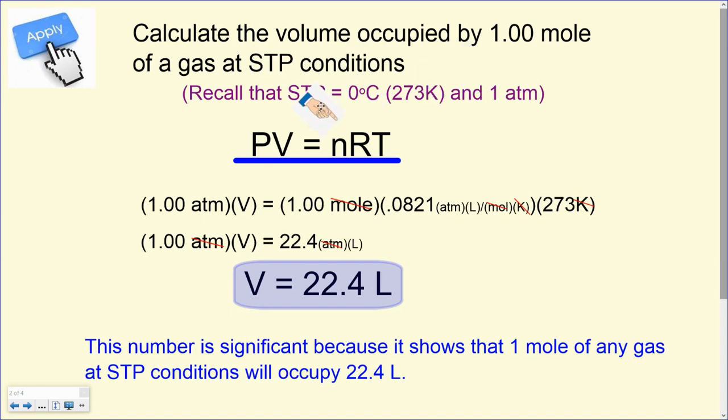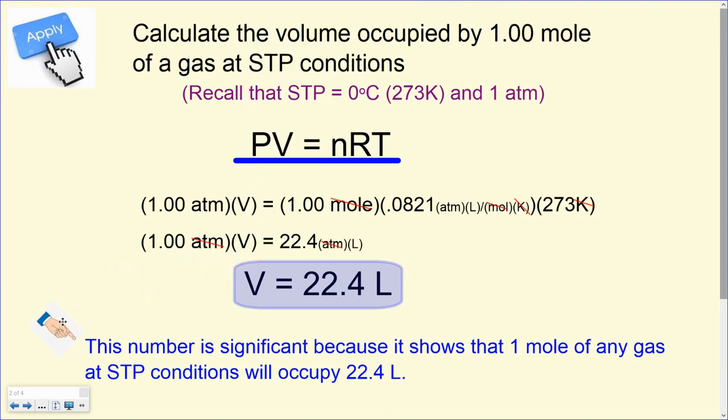So the ideal gas equation is PV equals nRT. So I simply plugged in for pressure, 1 atmosphere. Volume is what we're solving for. We have 1 mole, so I put that in for n, which stands for moles. The value of R is 0.0821 because the pressure is given in atmospheres. And temperature is 273 K. I solve, and I end up getting an answer of 22.4 liters. That means the volume of 1 mole of a gas at STP conditions is 22.4 liters.